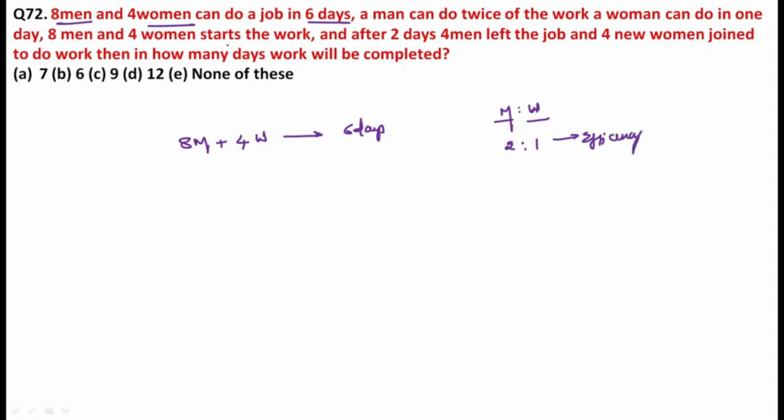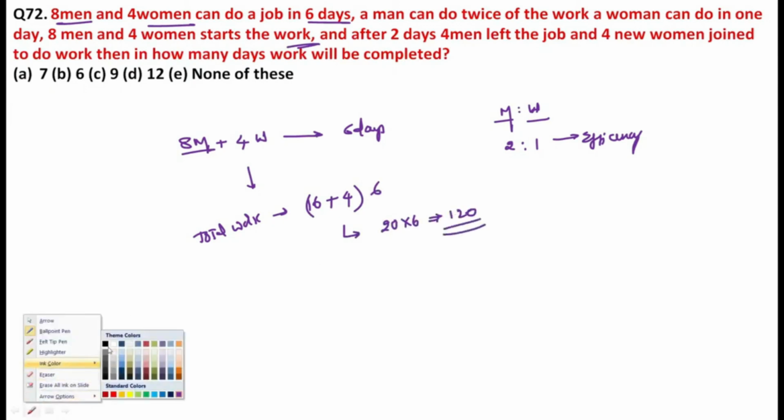Now 8 men and 4 women start the work. But initially, just observe what the total work is. Total work is most important. Now 8 men, men's efficiency is 2, so 8 times 2 is 16. Women is 1 unit, they are 4. And the whole group works for 6 days. Now the total number of units is 20 into 6, which is equal to 120.